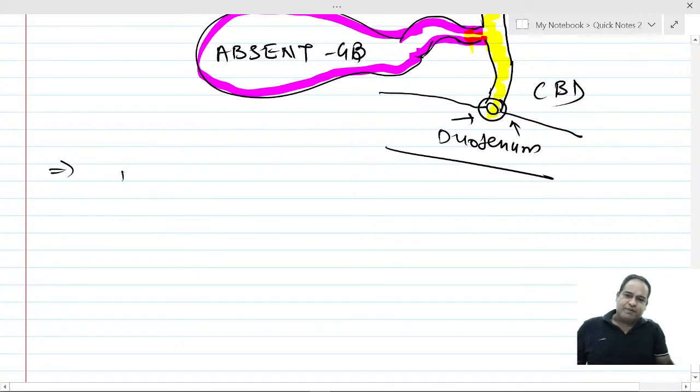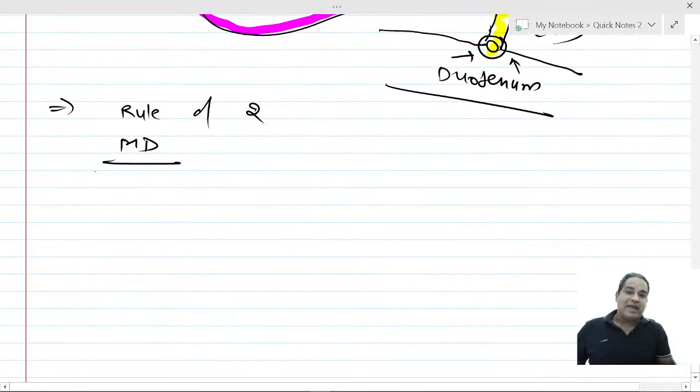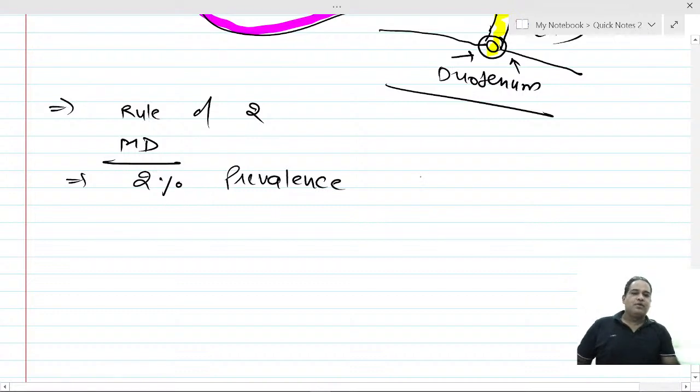You've got to be more specific when we talk about the rule of two. Maybe you're talking about Meckel's diverticulum. So 2% prevalence. That means in a class of 100 students, two students will have Meckel's diverticulum.